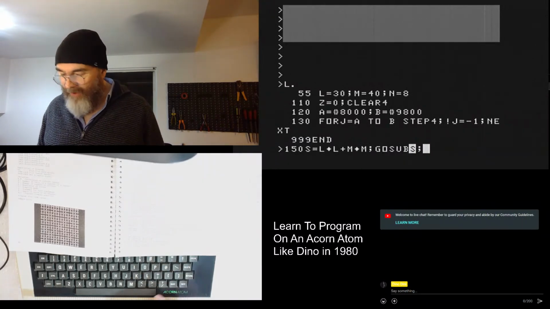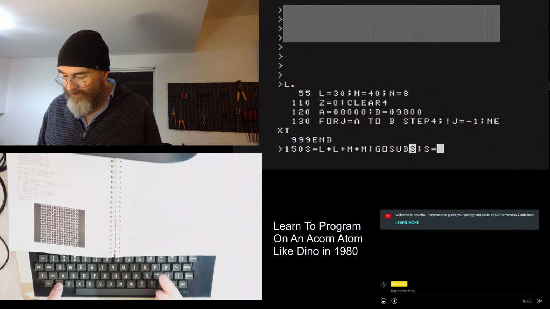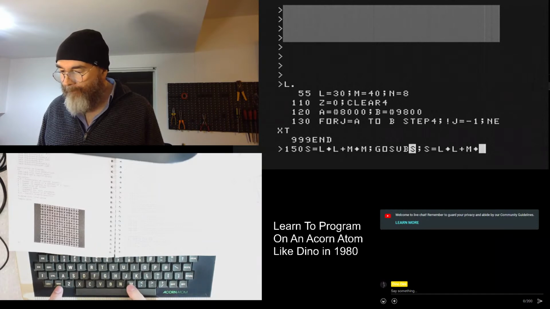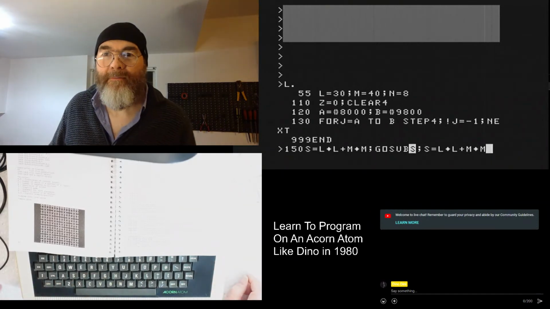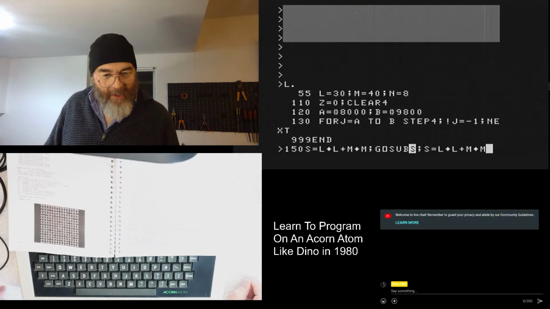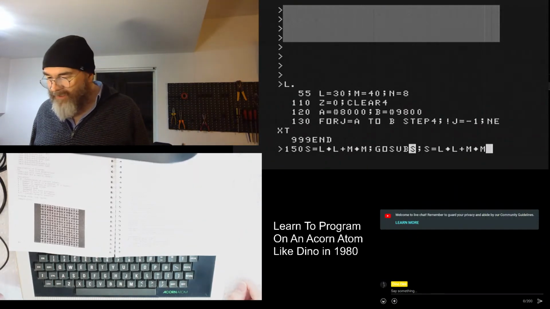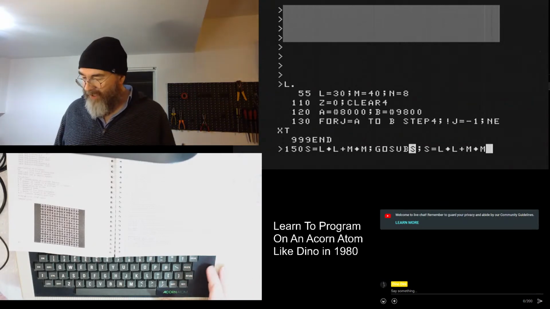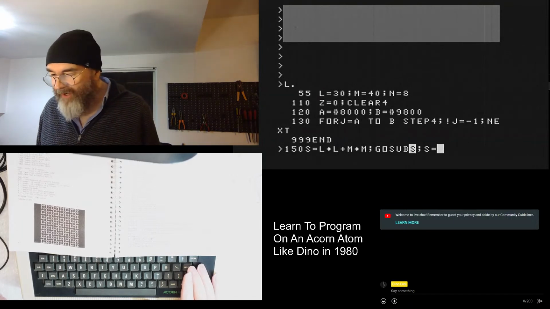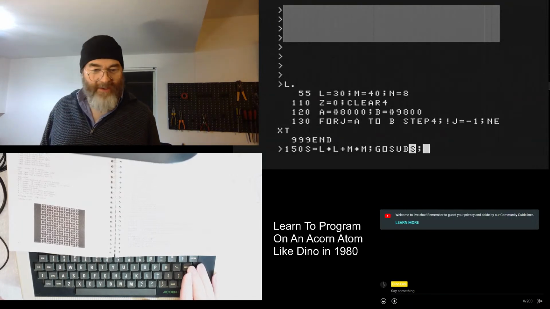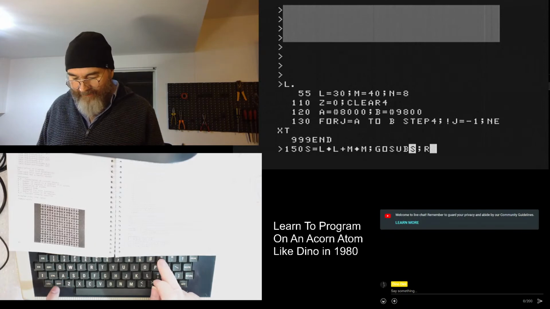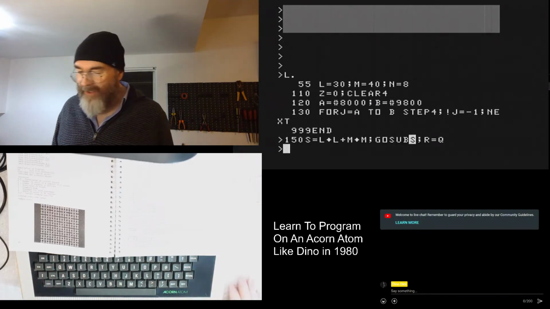And then semicolon S equals L times L plus M times M. Right, how's that? L times L plus M times M, that's what S is. It's setting it twice. Oh, I'm reading from the wrong line. We're on line 150. It's just R equal Q. Okay, that's line 150.